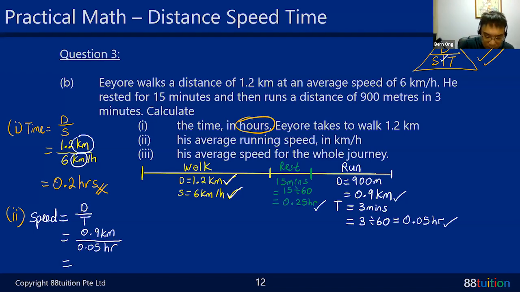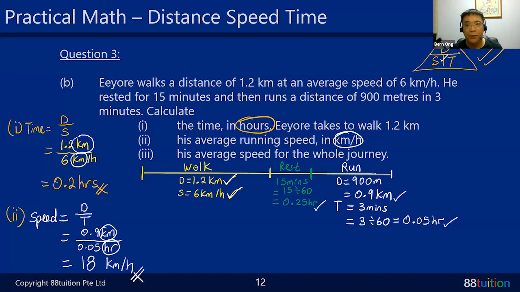Can you see that? Beautiful. The answer will give you kilometer per hour. Remember the divide means a per. So eventually it will give you a kilometer per hour. Beautiful. Is that what the question wants? That is what the question wants. Press your calculator. 0.9 divided by 0.05. Beautiful. 18. 18 kilometer per hour. That is for the running speed.